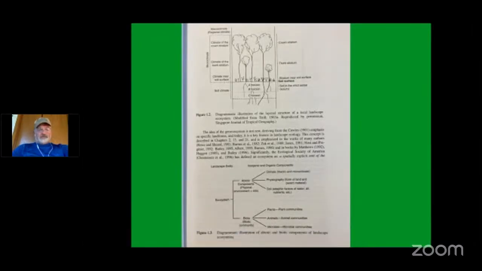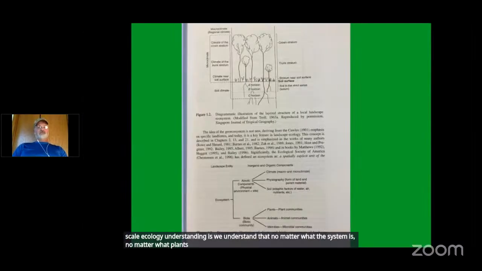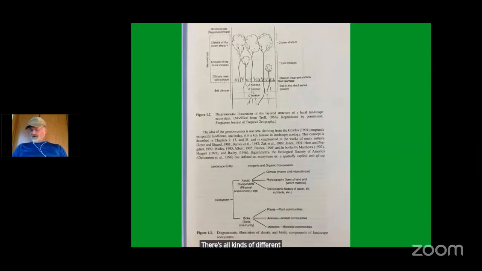Some of the characteristics of the landscape scale ecology understanding is we understand that no matter what the system is, no matter what plants are dominating that site, whether it's in a desert or the tundra or a savanna or a forest, that it's multi-layered. There's all kinds of different layers thrown in there. We already talked about that a little bit.